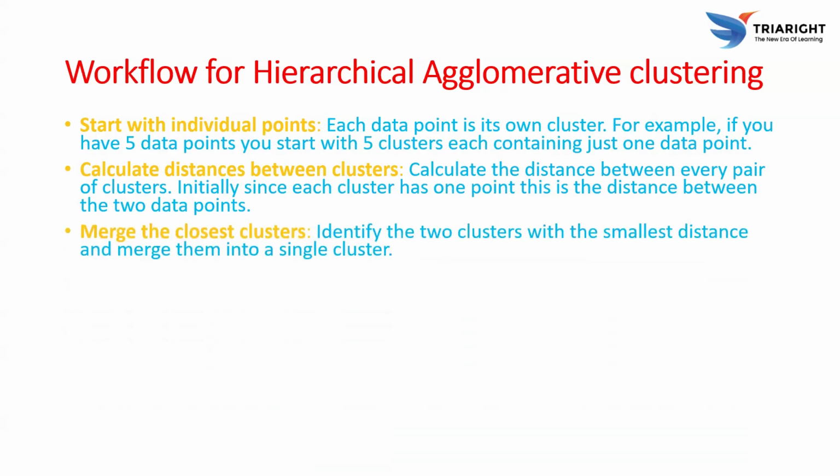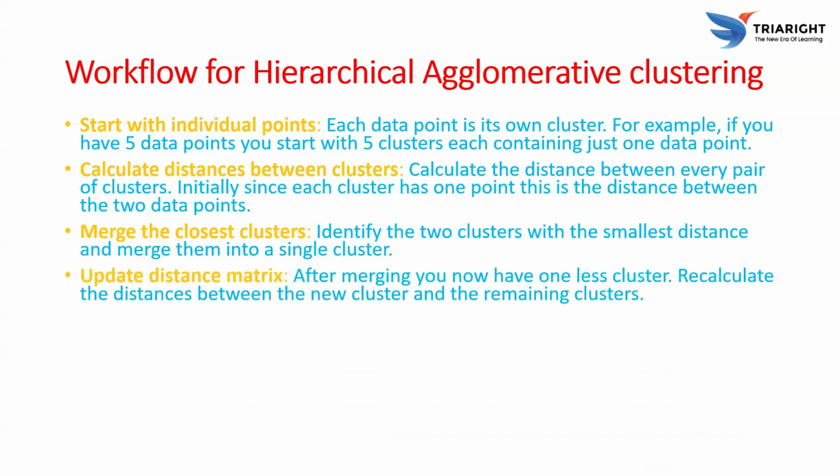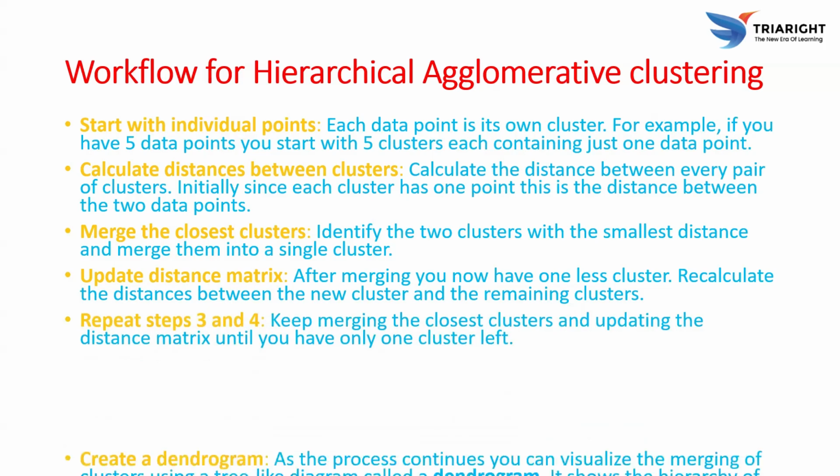Okay. So merge the closest clusters. Identify the two clusters with the smallest distance and then merge them into a single cluster. Okay. Update the distance matrix. After merging, you now have one less cluster. Recalculate the distance between the new cluster and the remaining clusters. Okay. Repeat steps 3 and 4, merging the closest clusters and updating the distance matrix until you have only one cluster left.